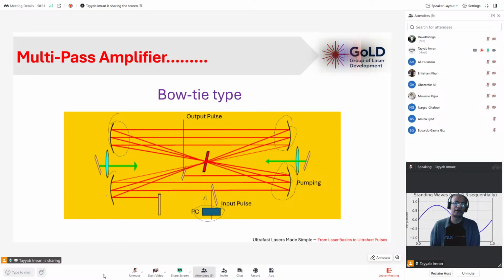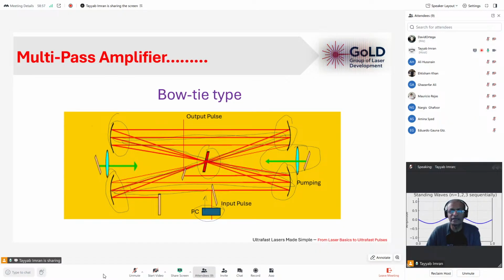And it depends, sometimes we need to use a plane mirror as well. And this is your crystal, and this one is the pump. So it enters here, then it goes here, then passes through the crystal. And from here, here, here, here, here, here, here.